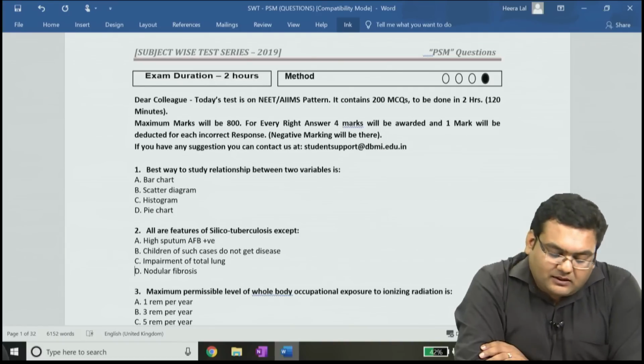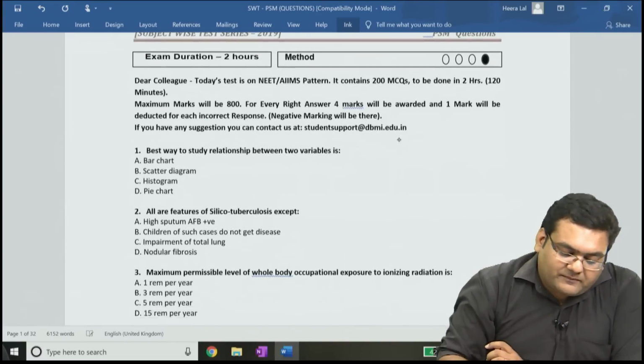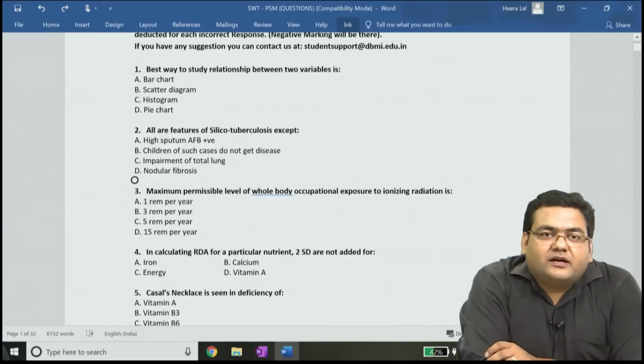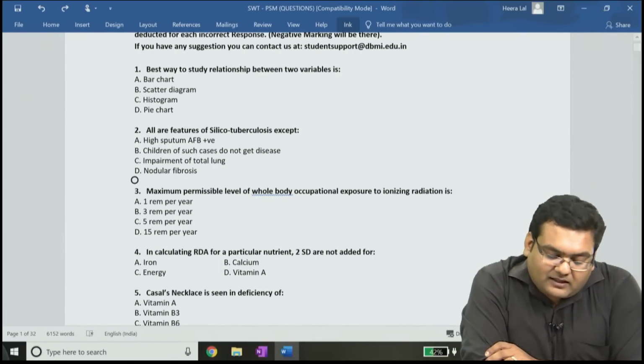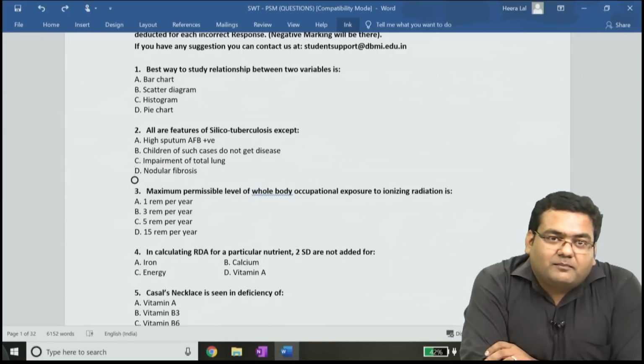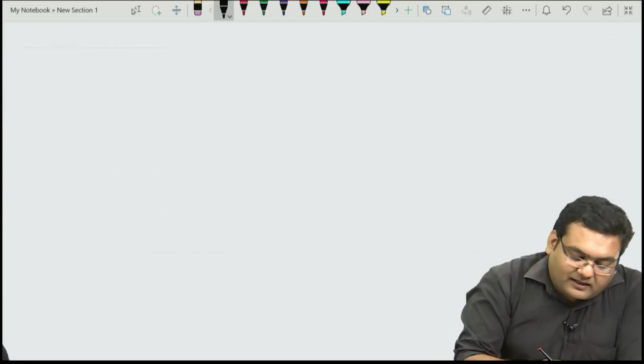Starting with question 1, best way to study the relationship between two variables is. The correct answer for this question is option B, that is the scatter diagram.